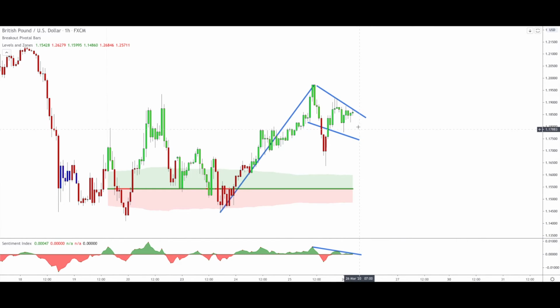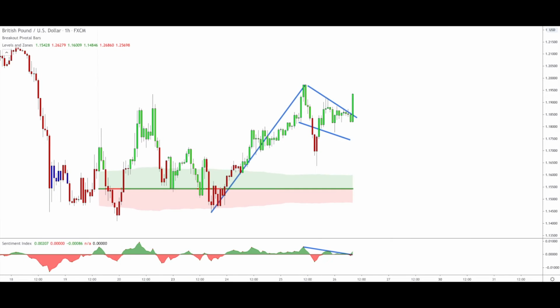What I'm expecting is a break above this level here, this trend line here, as well as at the same time a break up of this trend line in the sentiment index. If we get this kind of setup, then we can place an order. And we have the setup.